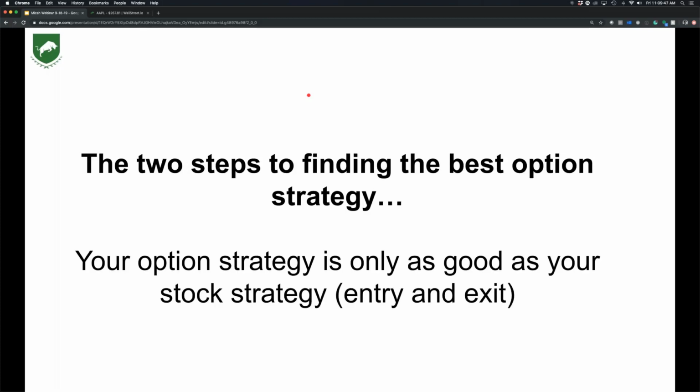Now, the 2 steps to finding the best option strategy is really broken down into this idea that your option strategy is really only as good as your stock strategy that you're going to use for your entry and exit. So options, of course, are derivatives, right? They derive their pricing from the way that stock moves, as well as implied volatility. But before you place an options trade, you still have to have a good technical entry and exit. And largely that's for the most part based off of your stock and your technicals.